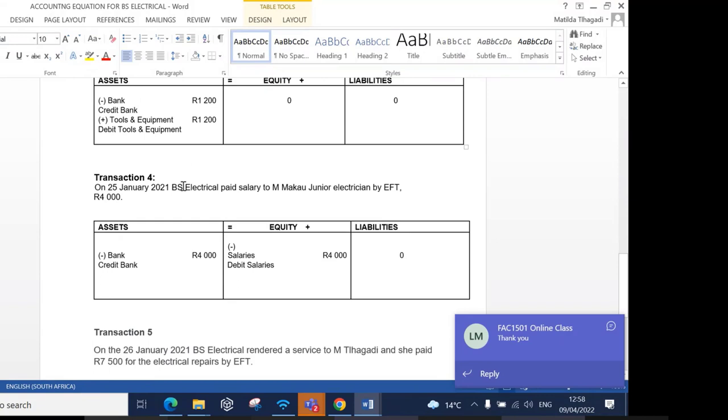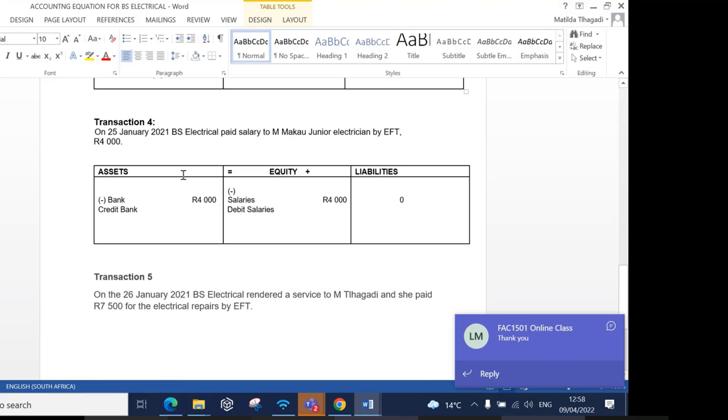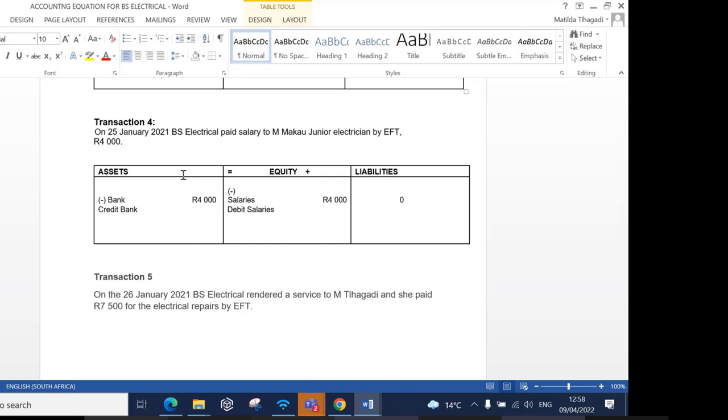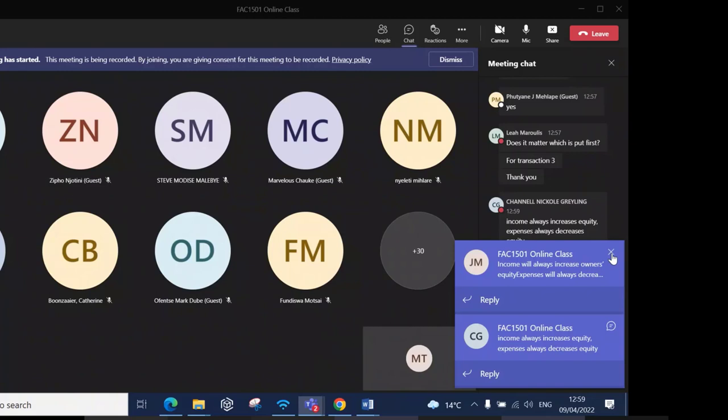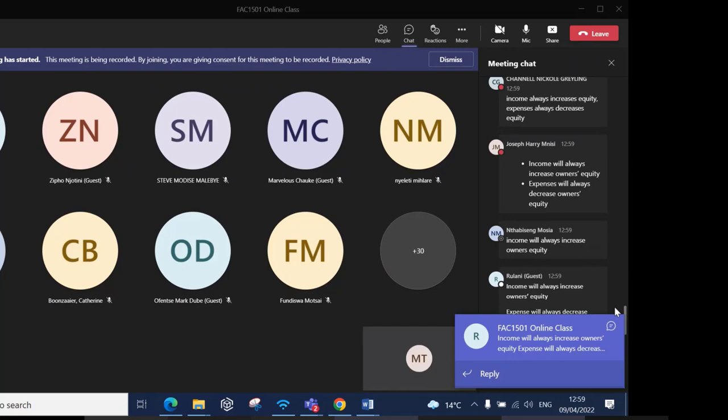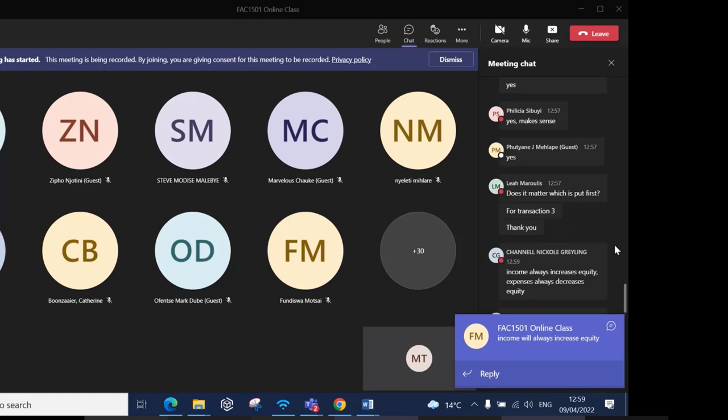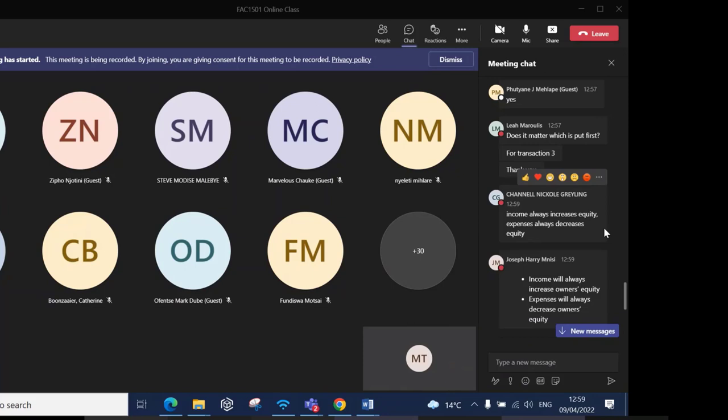So I'm going to do transaction number four. Guys, please read out what I said you need to make note of. Because I told you we're going to be doing the accounting equation, I said make note of that. Just mention to me what I said to you earlier on. Well done. Yes, guys, you're listening. I'm impressed. Chanel, very attentive. Chanel: income always increases equity, expense decreases it. Yes, guys, so we're going to be applying that on this transaction. Well done, you are listening.